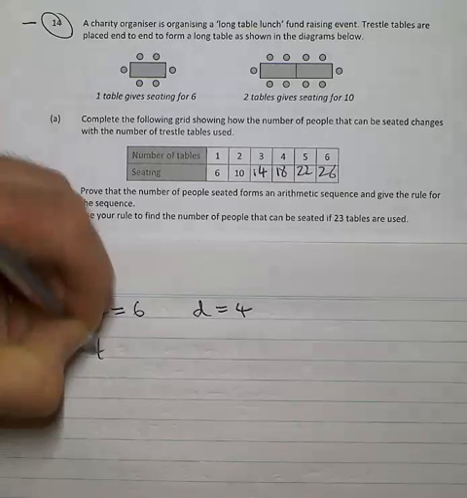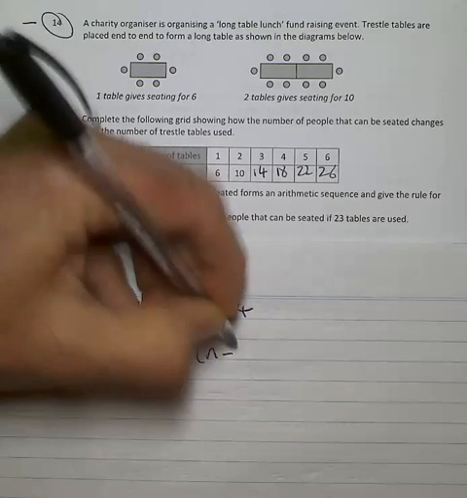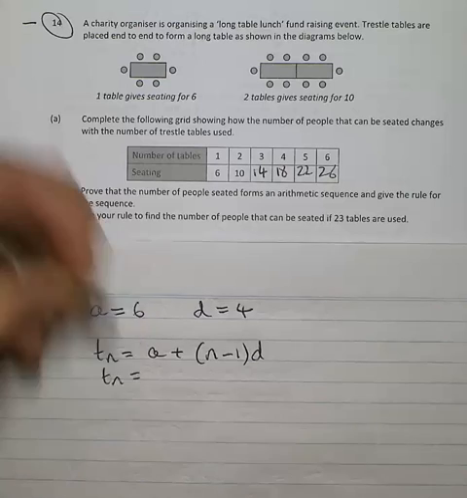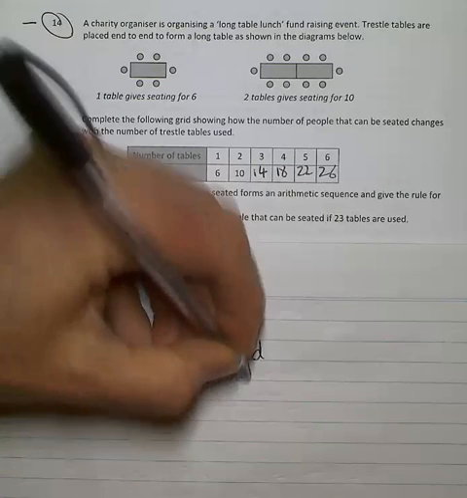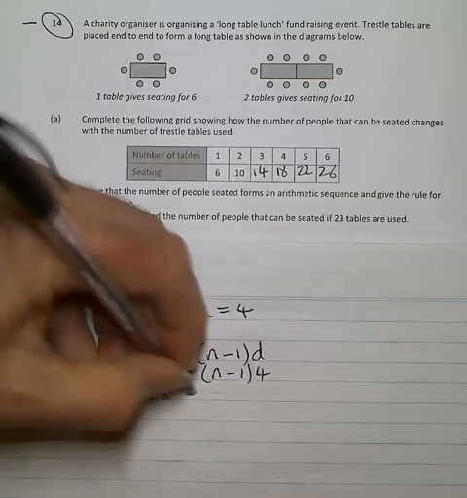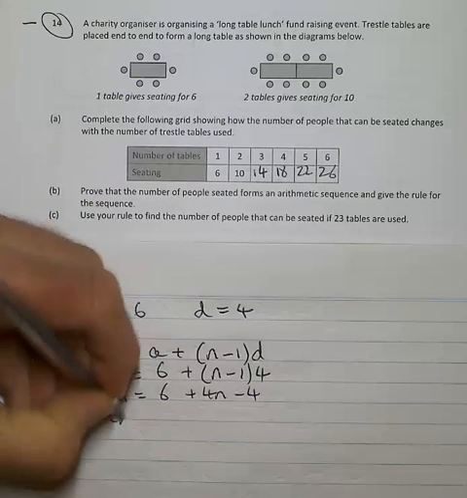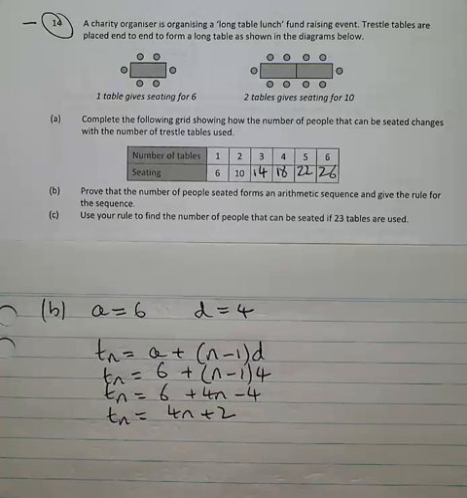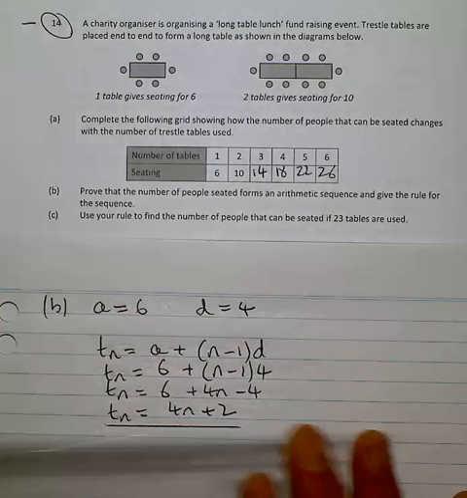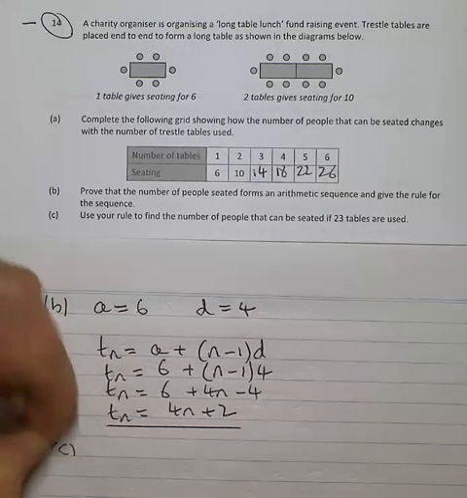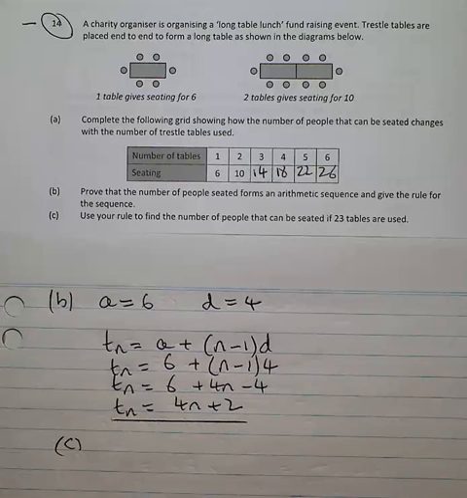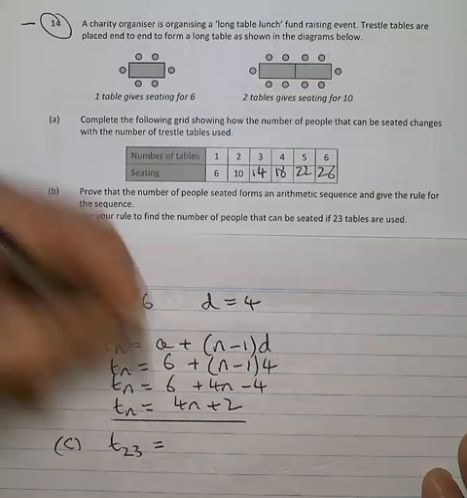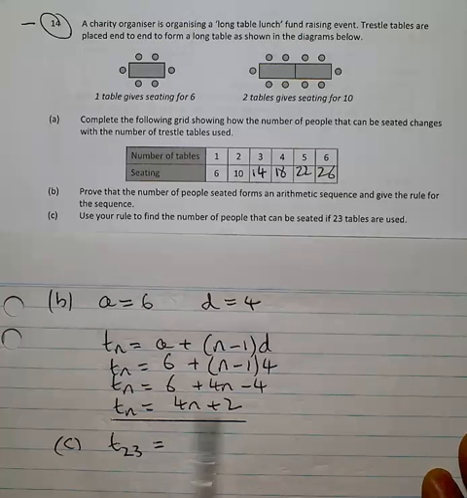To write the rule for the sequence, as before, and we get Tn is equal to 4n plus 2. Now we can use that rule for any realistic number. Now 23 tables is going to be a pretty long room, but we'll see how we go. Now please make sure you give it in the expanded version. It's going to make life easier for us later on.